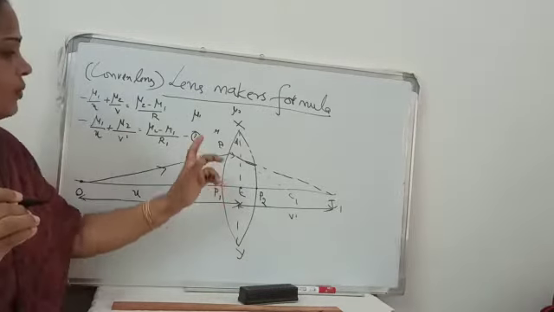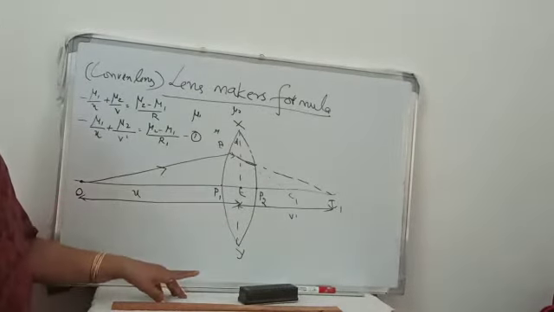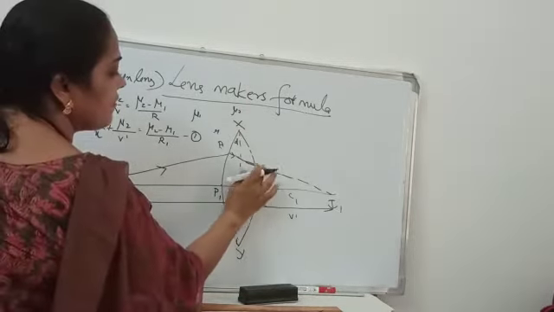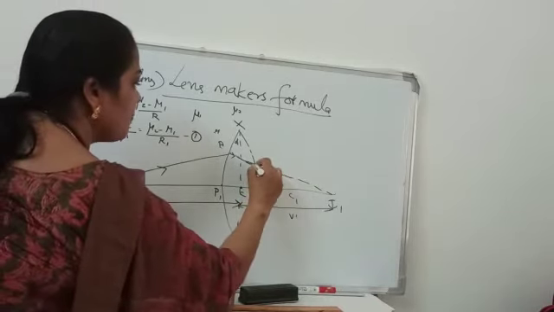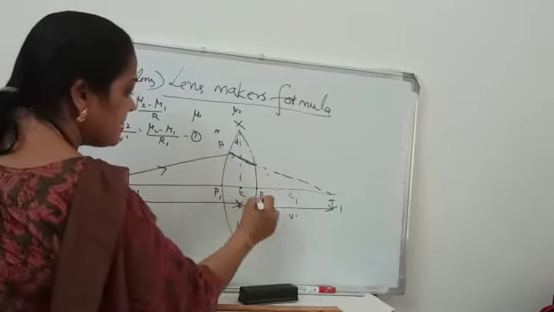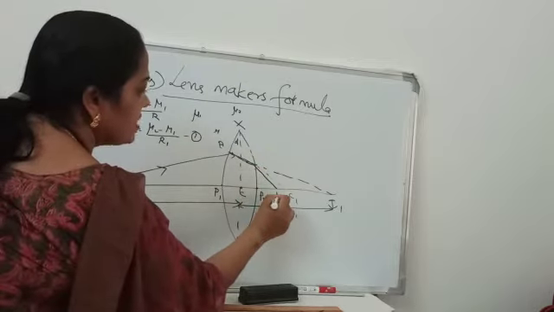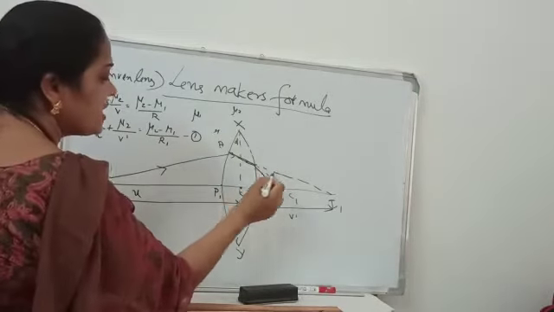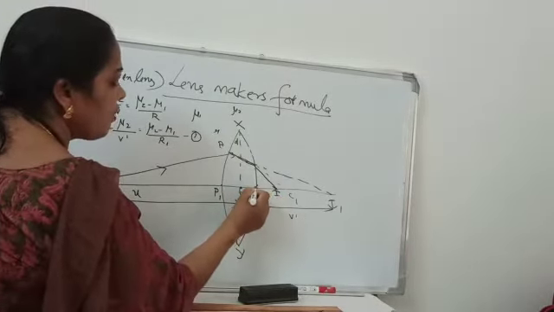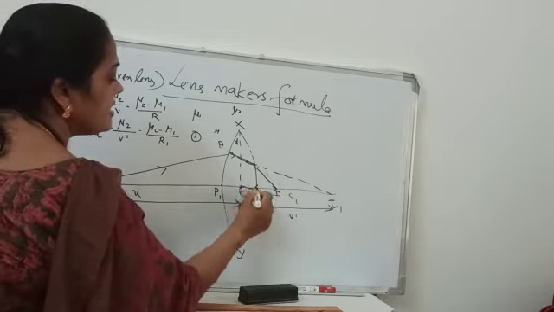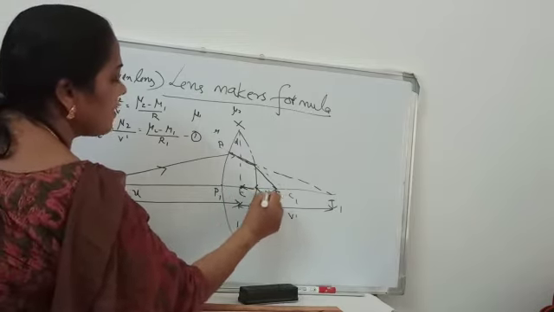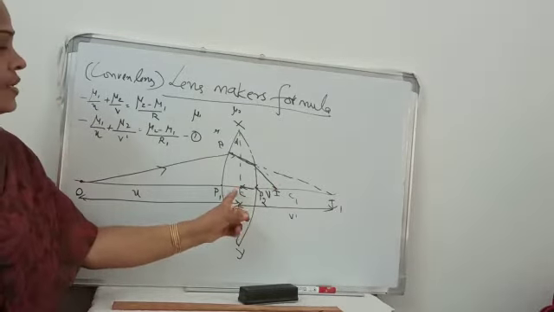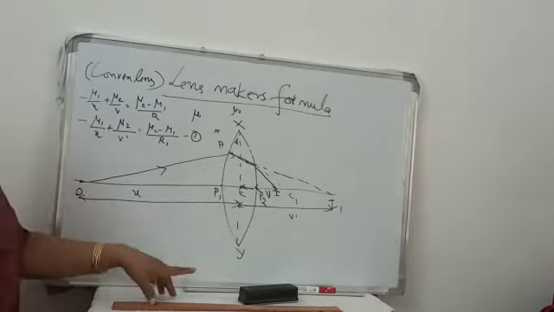But we know that the second surface is also present, so refraction takes place at the second surface. For this surface, the final image is formed at I. Therefore, this distance is taken as V. All distances are measured from the optic center, so CI is taken as V.